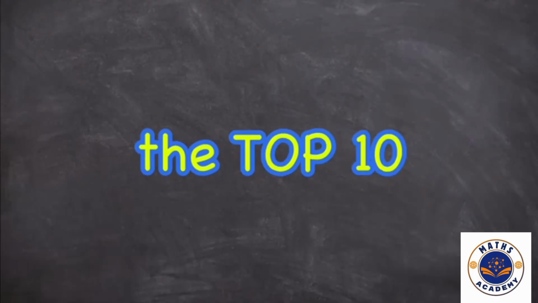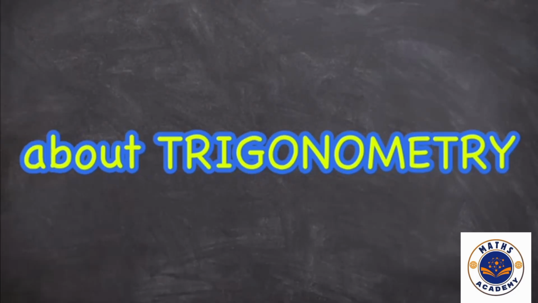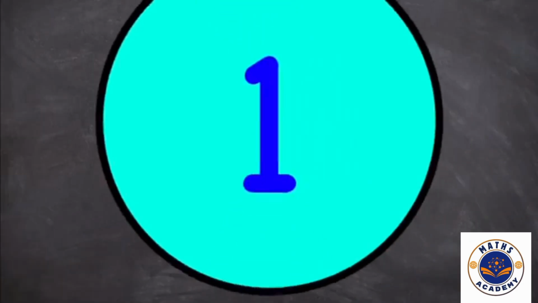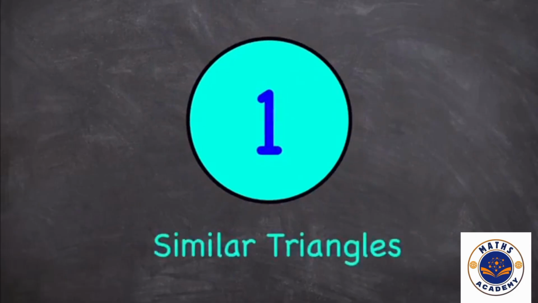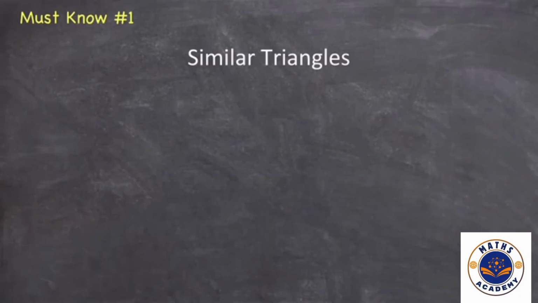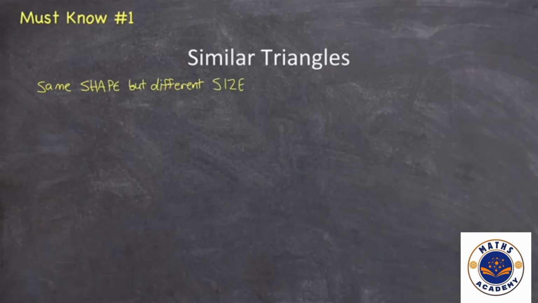Let me show you the top 10 most important things for you to know about trigonometry. Must know number 1, similar triangles. Similar triangles are triangles that have the exact same shape, but might have different sizes.